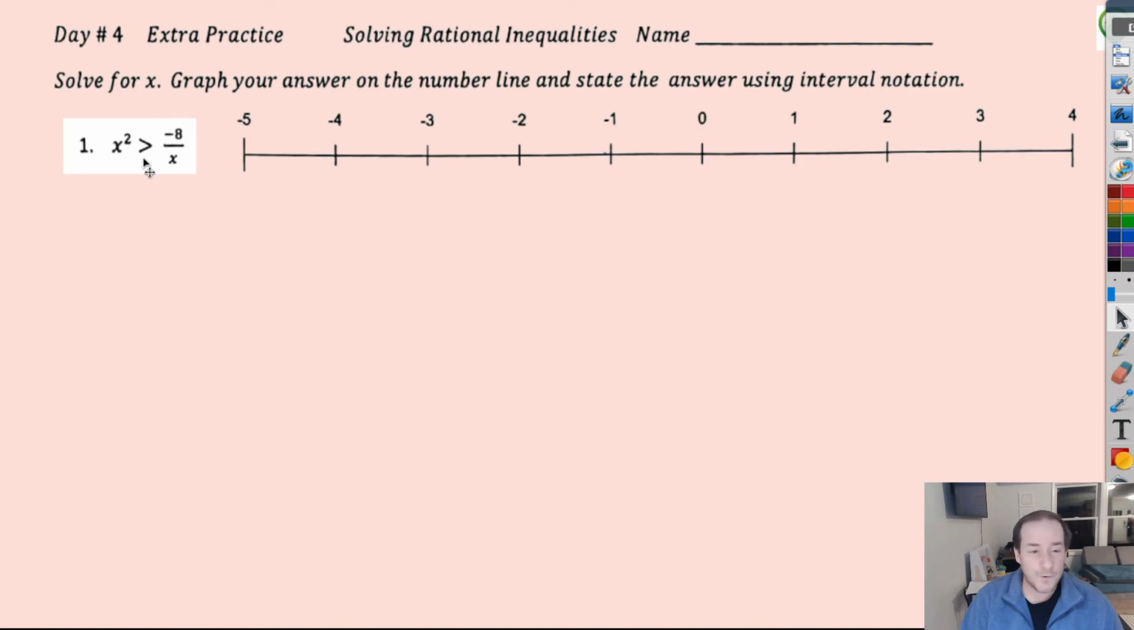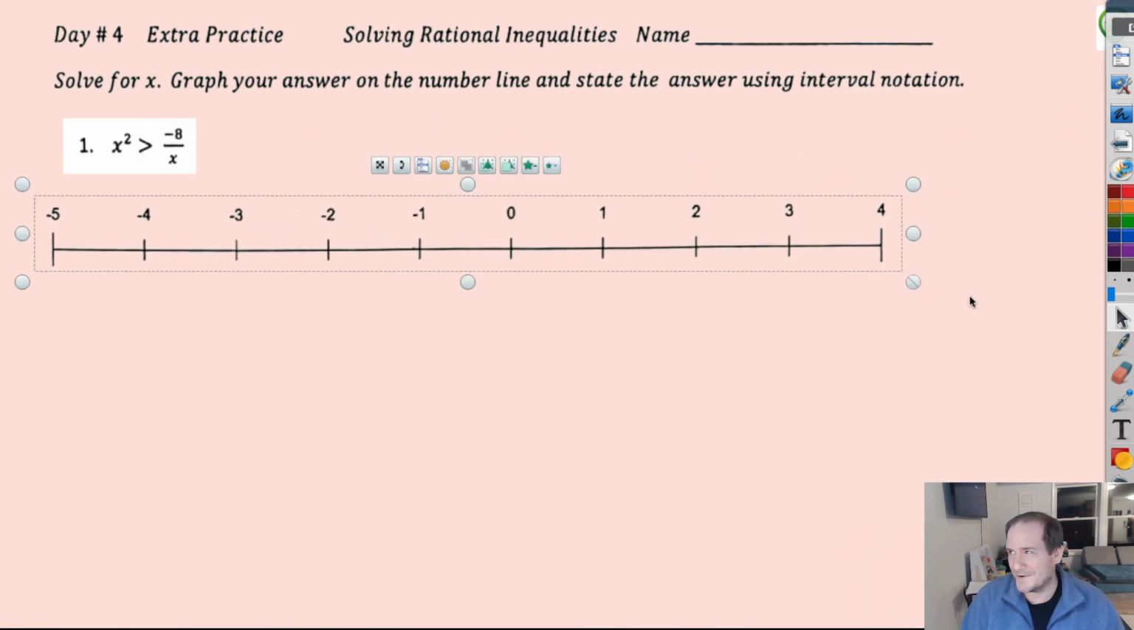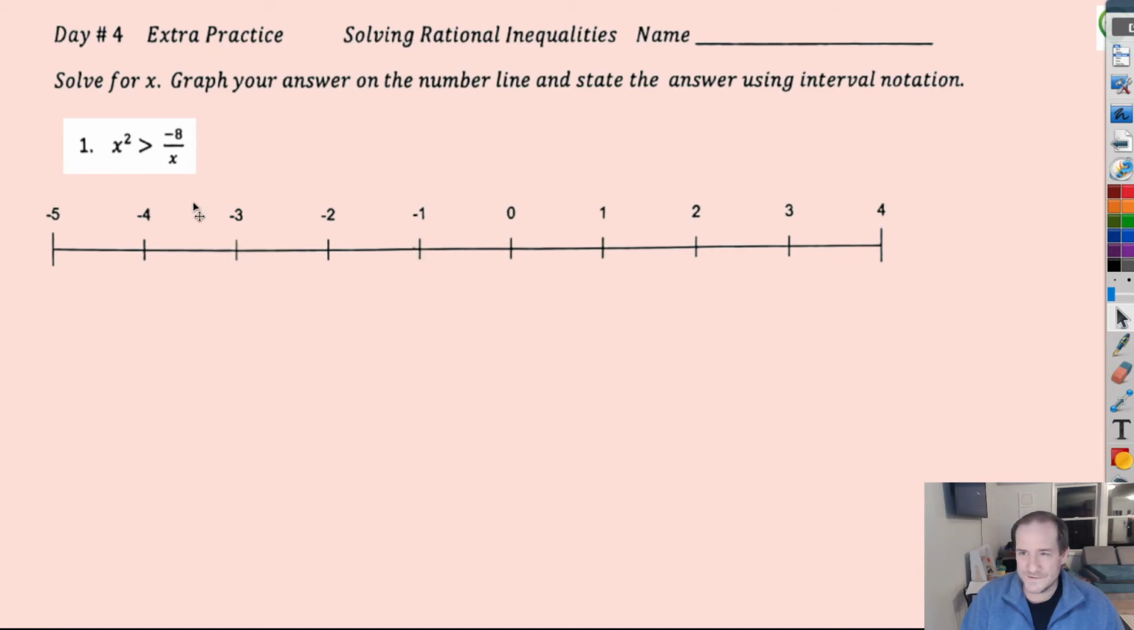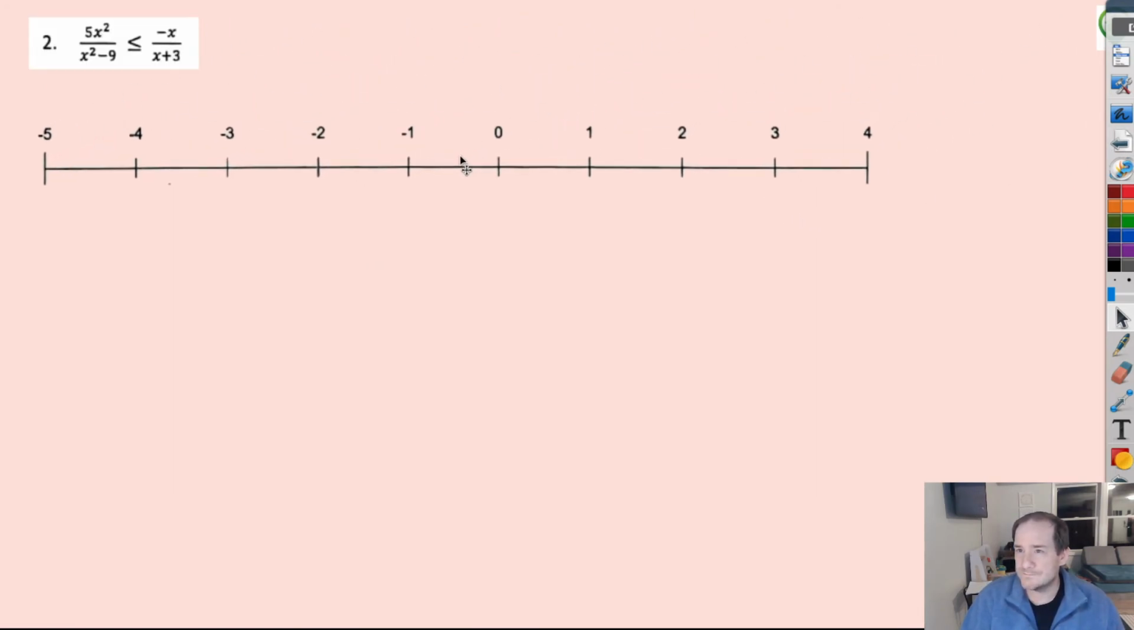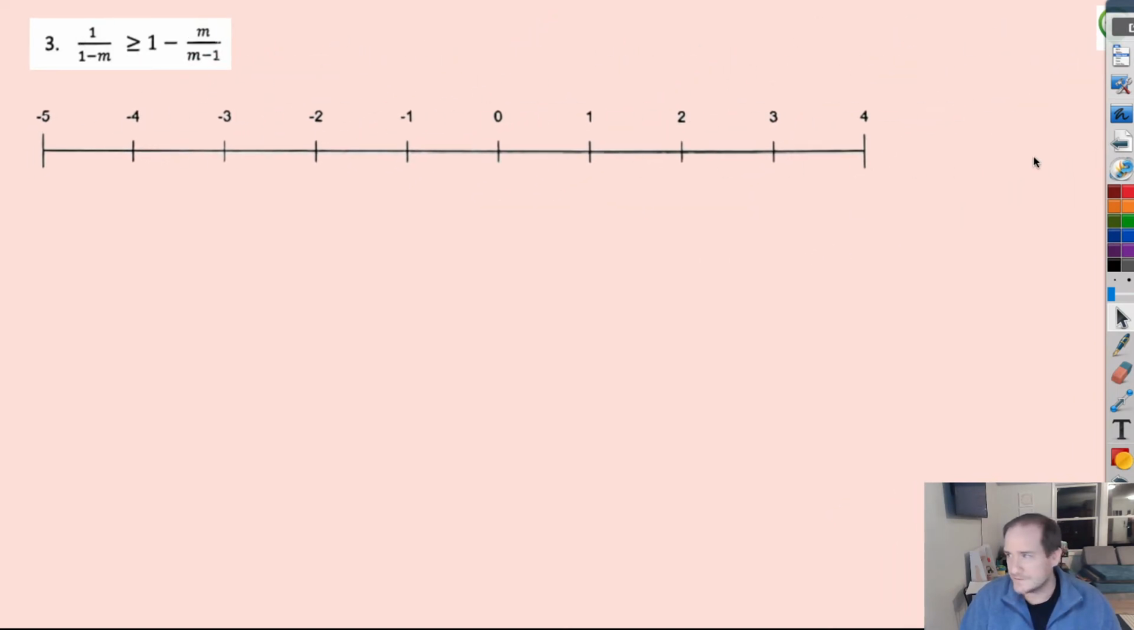Then there's even more apparently. I don't want to do these, but maybe I will. Anyway, there's another practice problem here. It doesn't involve any radicals, but it's good practice. Here's another one. You guys can do this one if you want to. Here's another one. You guys can work on this one if you want to.